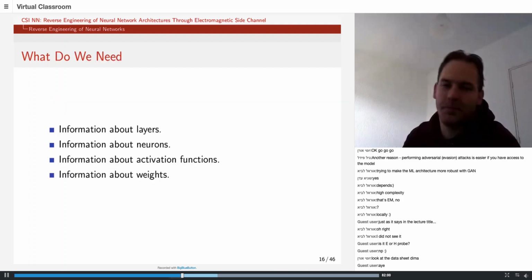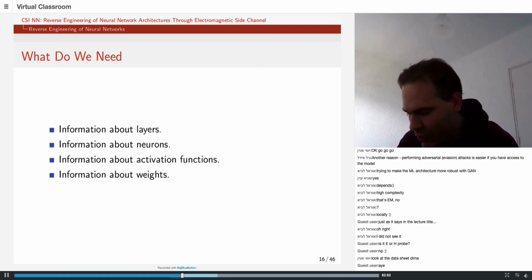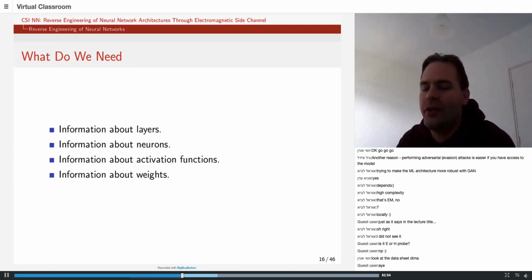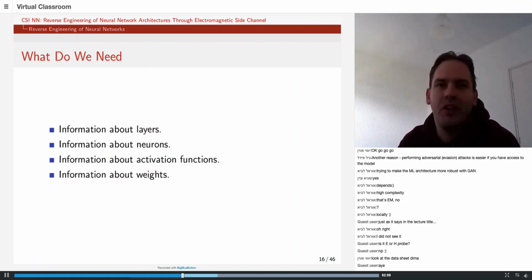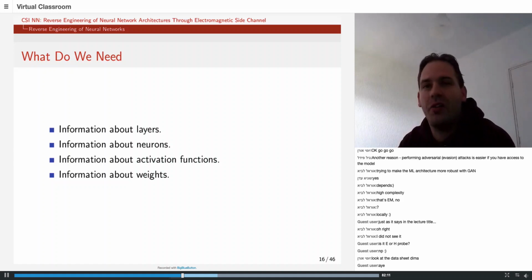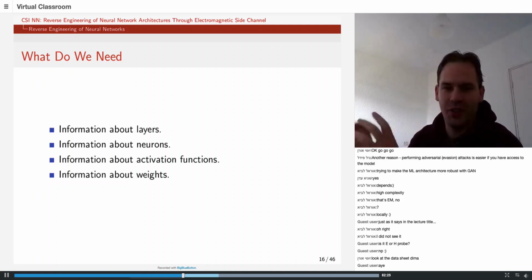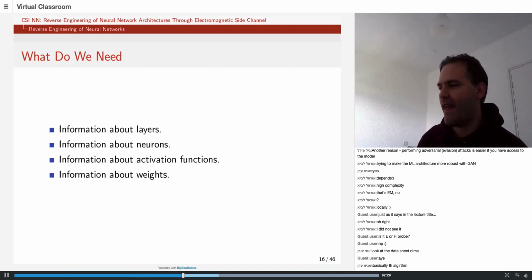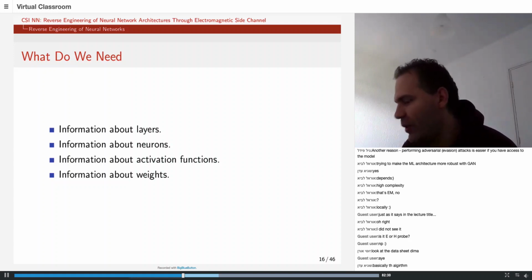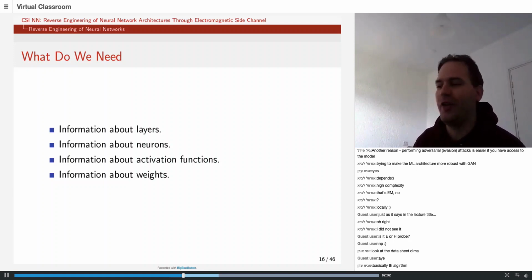What do we need? This is already what I talked a little bit about when I was explaining neural networks. For our neural network to be reverse engineered, at least we need the information about the layers: what kind of layers, the number of layers, the number of neurons, the activation functions, and the weights. So let's try to decompose this into different smaller parts of the attack, and basically the algorithm. Yes, we will be reverse engineering the full algorithm.